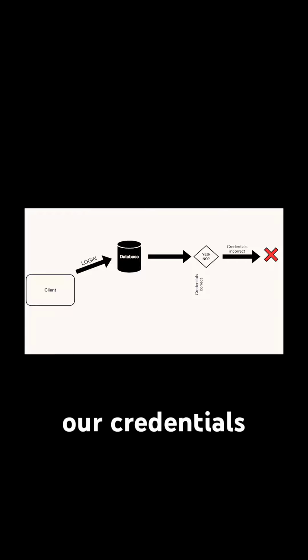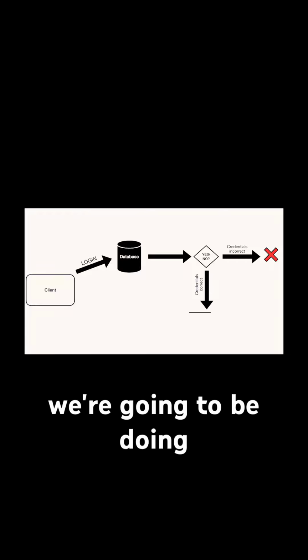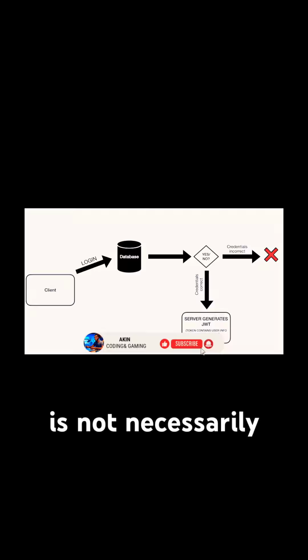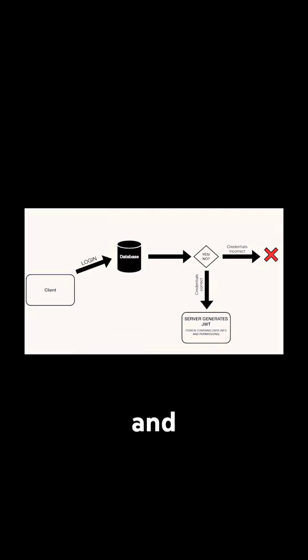However, if our credentials are correct, our server is going to generate this JWT. For those who don't know what JWT means, it's JSON Web Token. This token contains user information and permissions. It's not necessarily sensitive, it's usually just like username and minor things like that. You don't want to store very sensitive information in there, because a JWT doesn't encrypt things. It kind of just encapsulates it and serializes it.